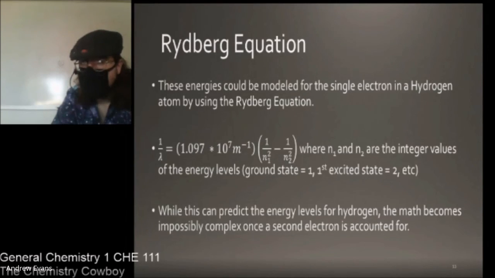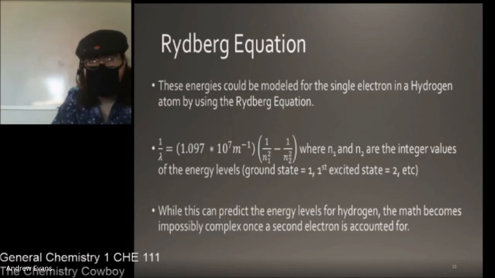So 3/4 times that constant gives you 1 over the wavelength of that light. Now, if I jump from the first level to the third level, you could have 1 over 1 squared, which is 1, minus 1 over 3 squared, which is 1/9. So 8/9 times that constant would give us that frequency, that wavelength.